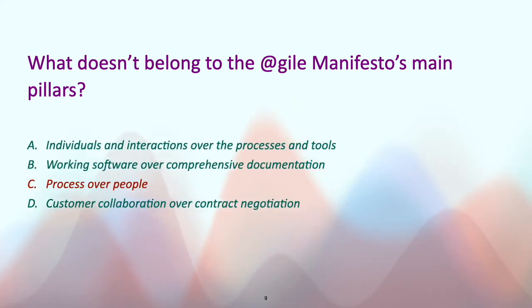Yeah, so the right answer is the third one, process over people. I think it is the other way around, so that's why option C is the correct answer for this question. Let's move on.